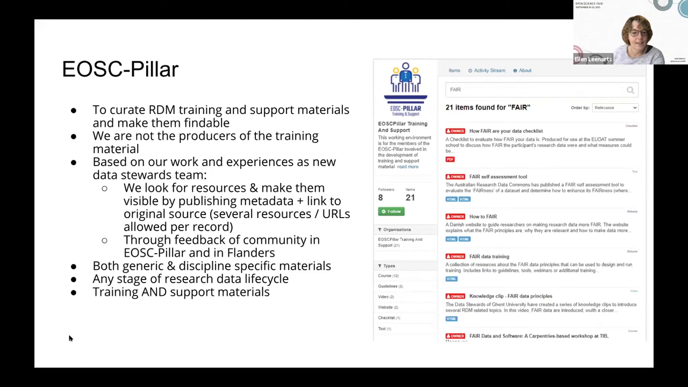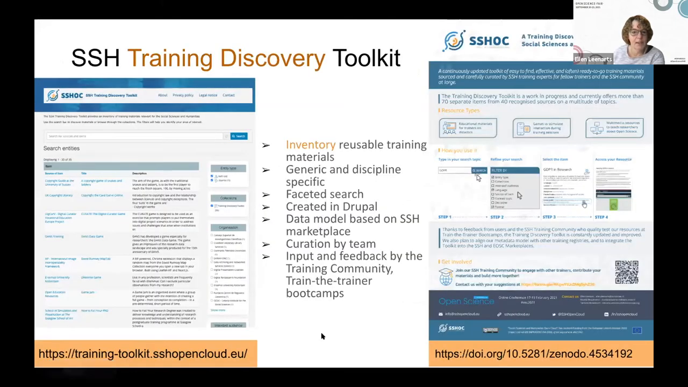I think that's because the point that I want to make is that in the SHOC training discovery toolkit, many of the things that you have said about being in a community apply. At the time the OpenAIRE Advance project was still running, and we were also collecting lists of resources that would be relevant for data stewards and also researchers that wanted to know more about research data management and open science.